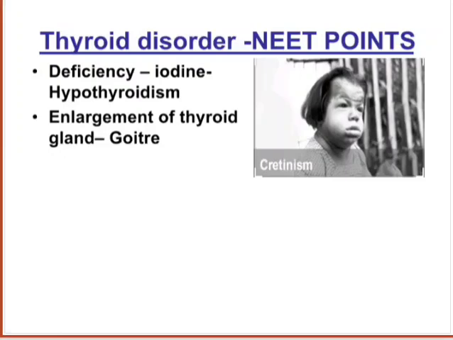Thyroid gland disorders or diseases. As we discussed already, iodine is essential for the synthesis of thyroid gland hormones. If there is a deficiency of iodine in our diet, it results in hypothyroidism. Hypothyroidism means the thyroid gland secretes less thyroxine hormone, which leads to enlargement of the thyroid gland. Subsequently, there is enlargement of the neck region, because the thyroid gland is present within the neck region. Commonly, this condition is called goiter.